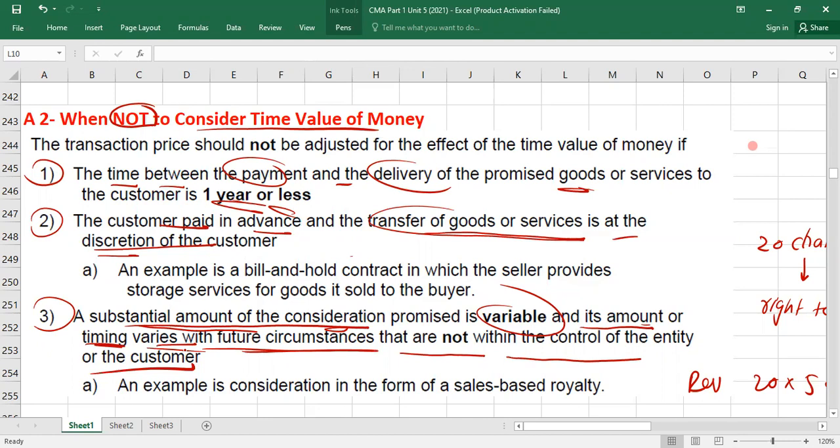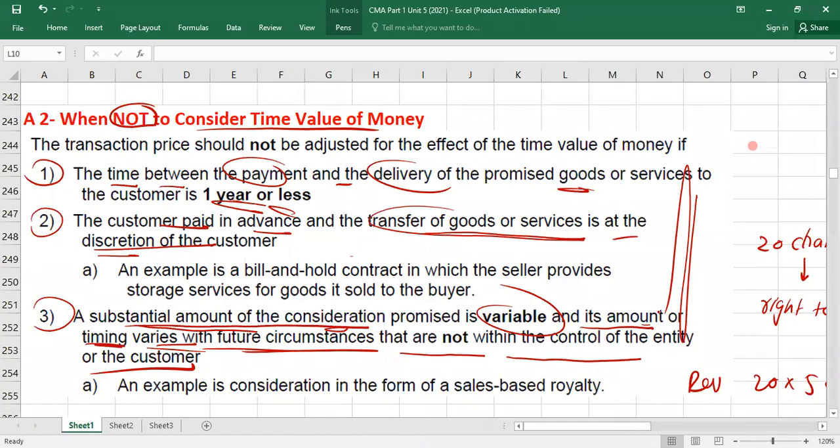For your exam, simply memorize these 3 points, 1, 2, and 3, which will indicate not to adjust the transaction for time value of money. It's not necessary that all these 3 things should be there. If any one condition is there, you do not need to adjust the transaction price for time value. Understood? So step 3 is over.